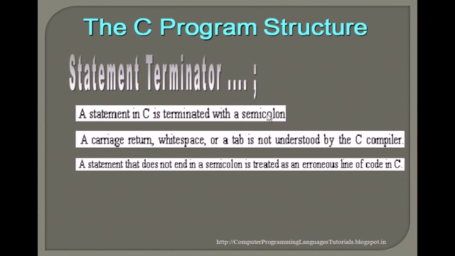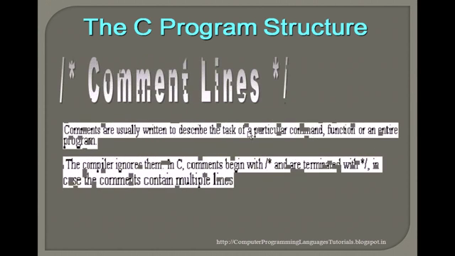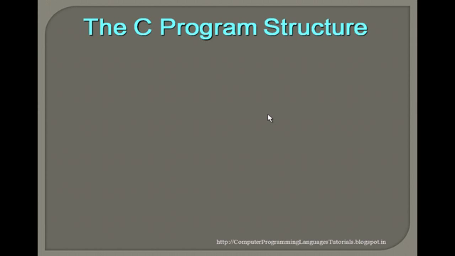Semicolon is known as a terminator. Every line of your C program must be terminated by a semicolon. You can also give a comment. By using a double slash, you can give a single line comment. Slash star is the beginning of a multi-line comment and star slash is the ending of the comment.